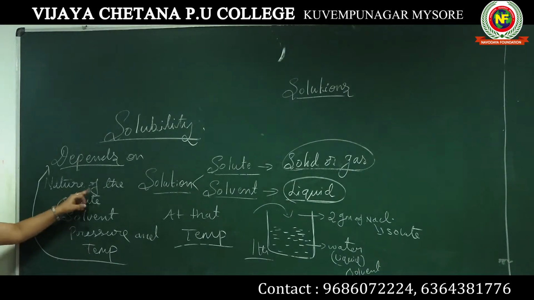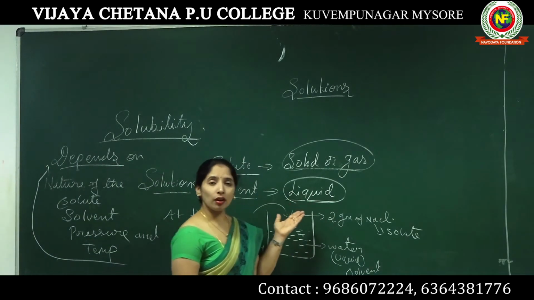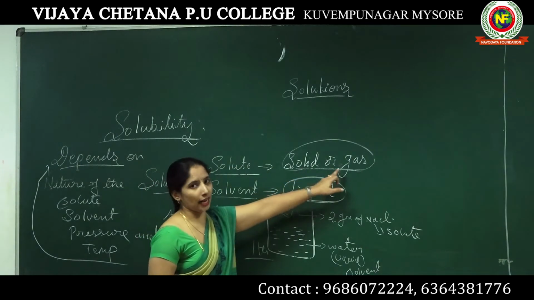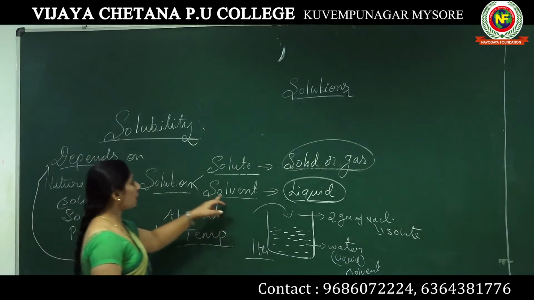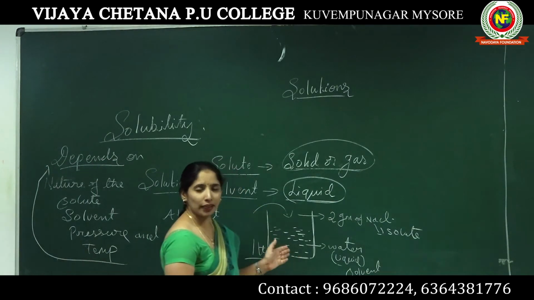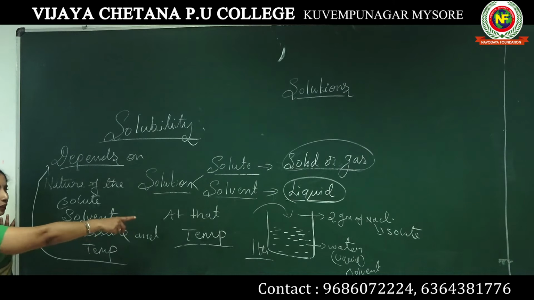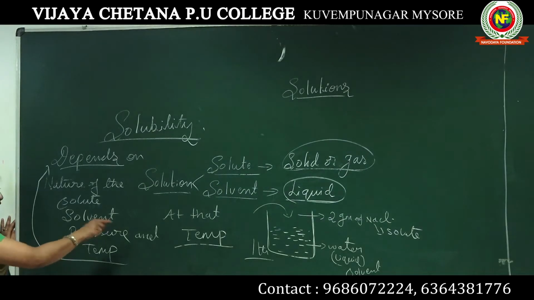For example, what is the nature of the solute? It is whether the solute I am choosing is a solid or a gas. That is the nature of the solute. With the nature of the solvent, it may be a gas, a liquid, or a solid. Then the pressure: whether I am maintaining the pressure for the solubility of the given solute in the solvent. And also whether I am maintaining the temperature for this process.